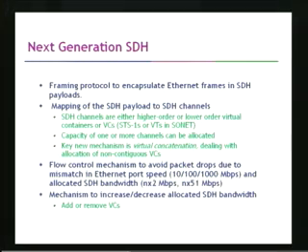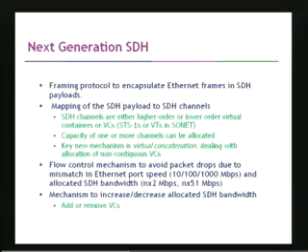go for a flow control mechanism, some kind of back pressure based mechanism which will convey to the Ethernet to reduce the incoming rates. And of course, you need a mechanism to increase and decrease the allocated SDH bandwidth, that is, add or remove virtual containers. So this is the brief outline of next generation SDH.